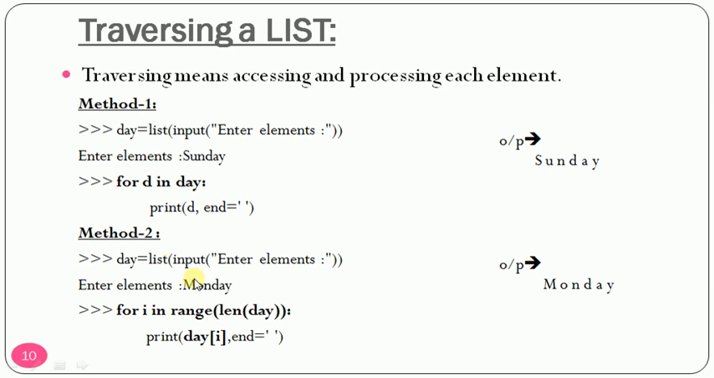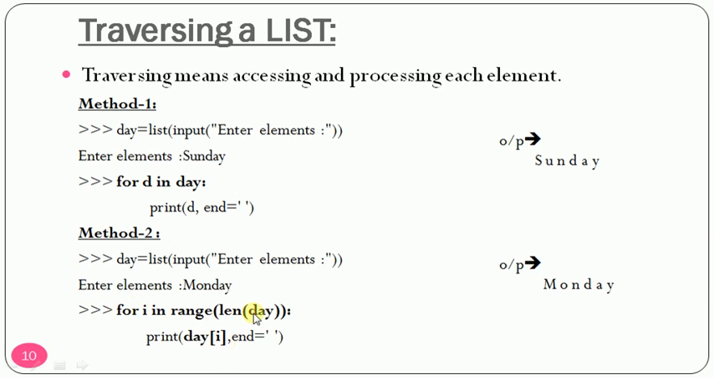Look at method 2. Using a for loop in another way, we can access one by one. For i in range, here the range function is used, range of len of day. Len will give the length of the list. That means how many elements are there in the list. That will be returned by this len. So you can get the size of the list by this, and that is given as the stop value to the range. Then each time we are displaying each element using the index day of i.